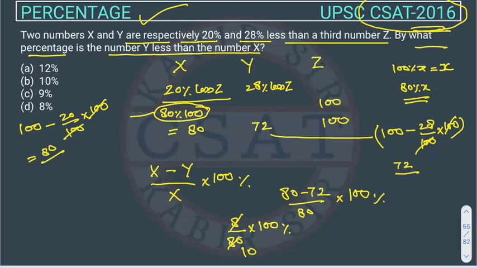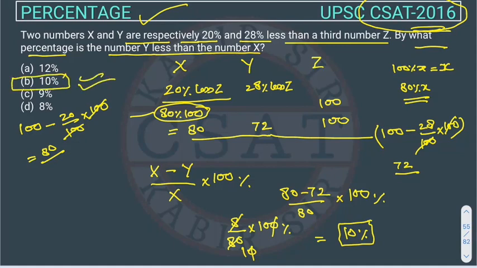This 8 will cancel this 10, this will cancel this 0, so it will be 10%. So Y is 10% less than X, right? So the answer will be B. So option B is our correct answer, right?